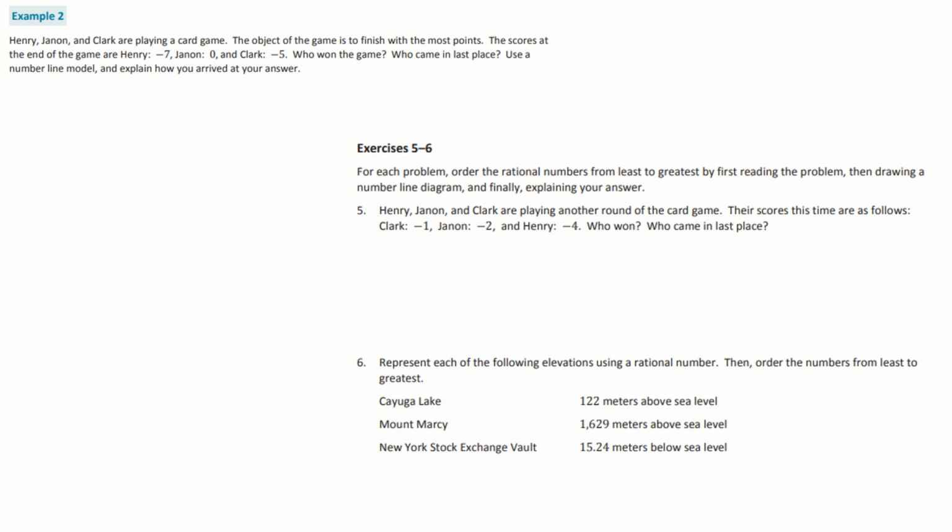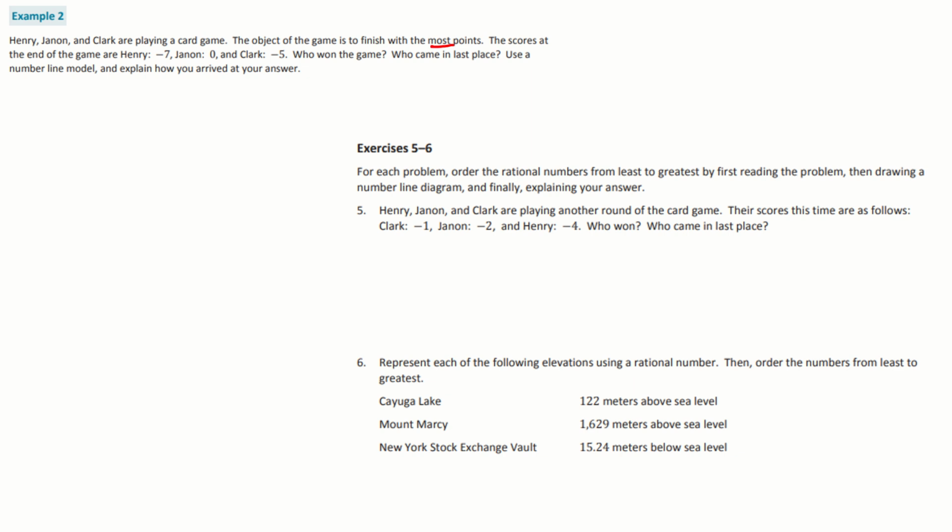In this second example here, it says Henry, Janin, and Clark are playing a card game. The object of the game is to finish with the most points. The scores at the end of the game are Henry has -7, Janin has 0, and Clark has -5. Who won the game? Who came in last place? Use a number line model and explain how you write your answer. So again, remember, the object of the game is to finish with the most points. So the most points is what we're looking for.